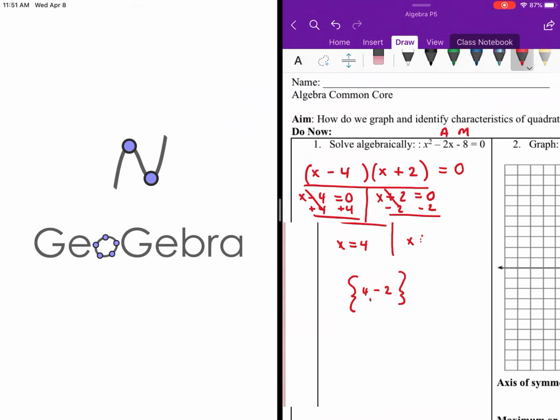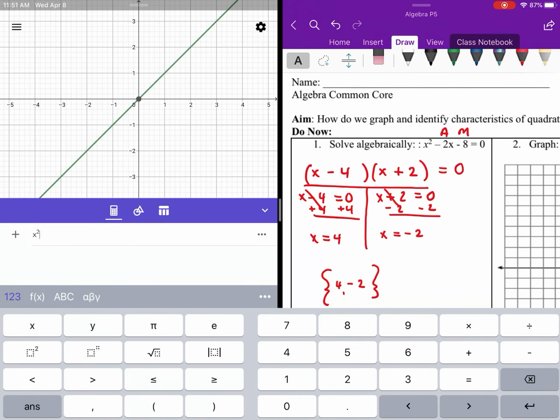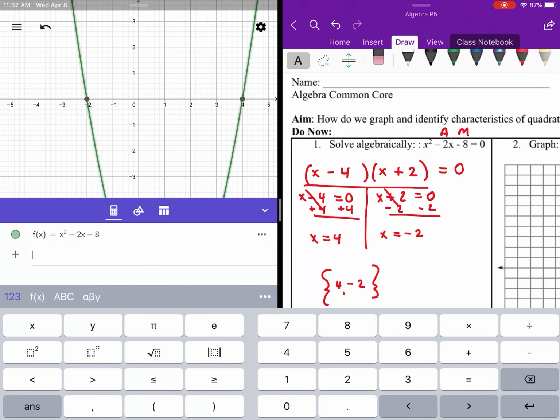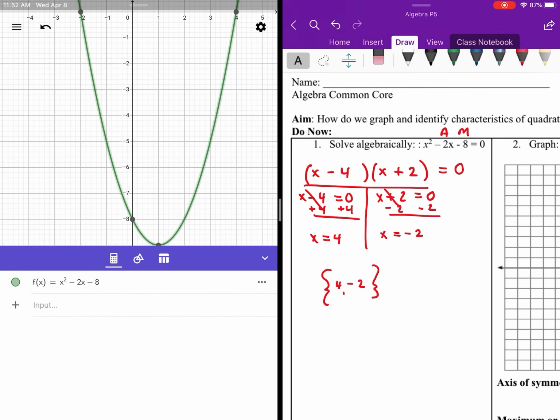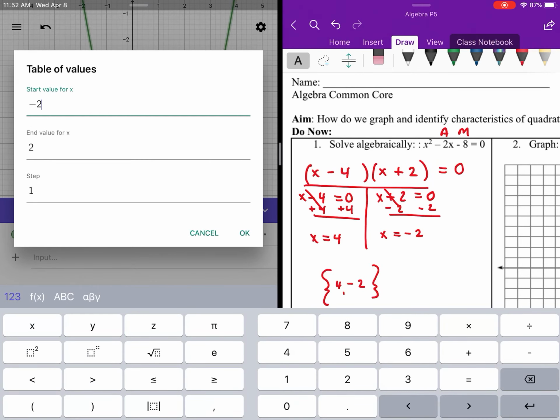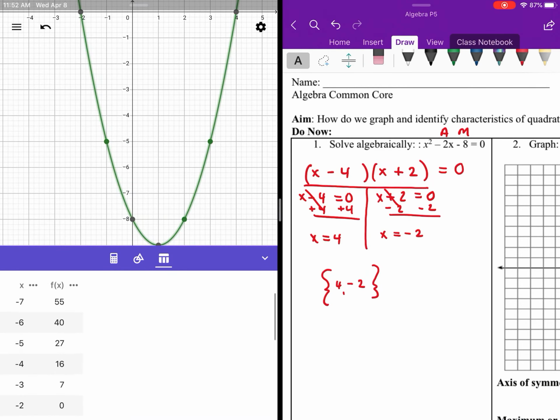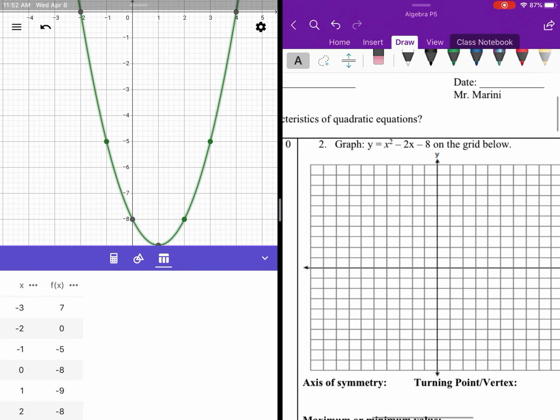So if we graph this equation and type in x squared minus 2x minus 8, we'll see this is what the graph looks like. And you can make a table of values. And remember, we can go from -10 to 10. And as I scroll through, I notice -3, 7 is a good point. I see -2, 0. -1, -5.